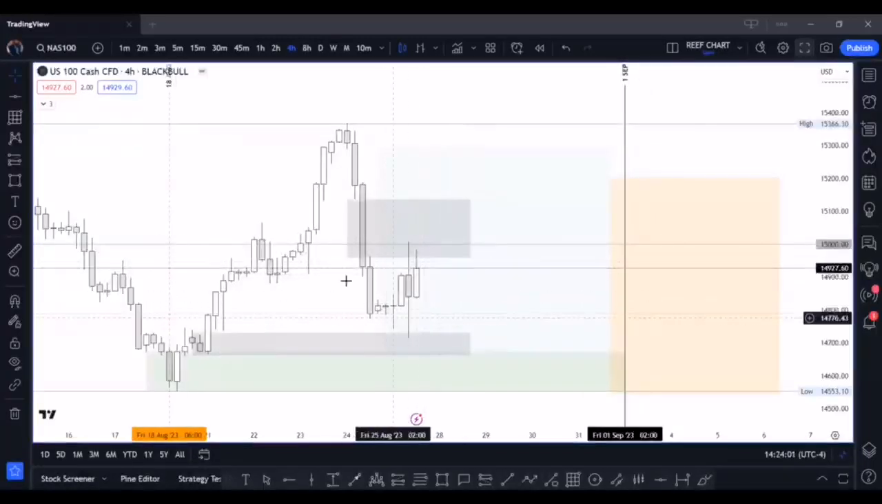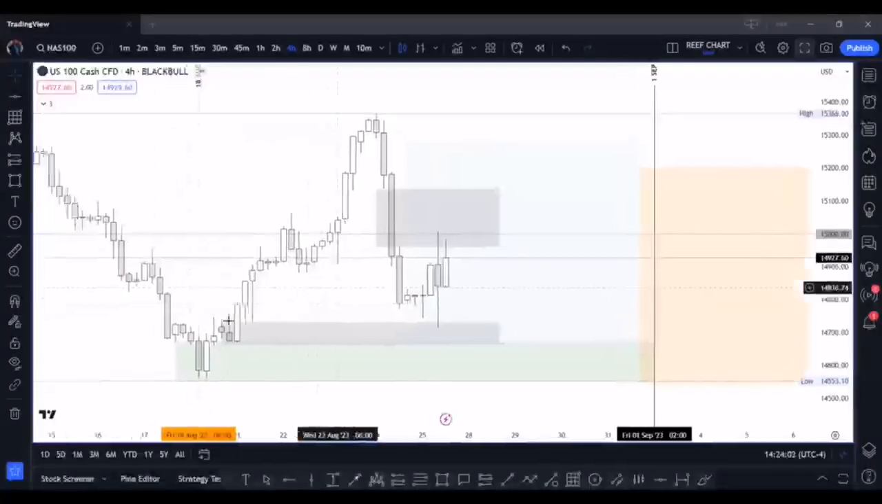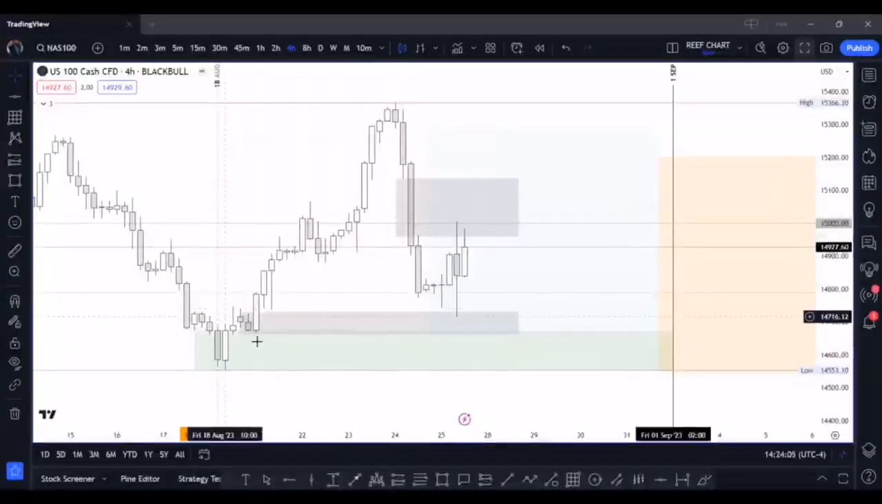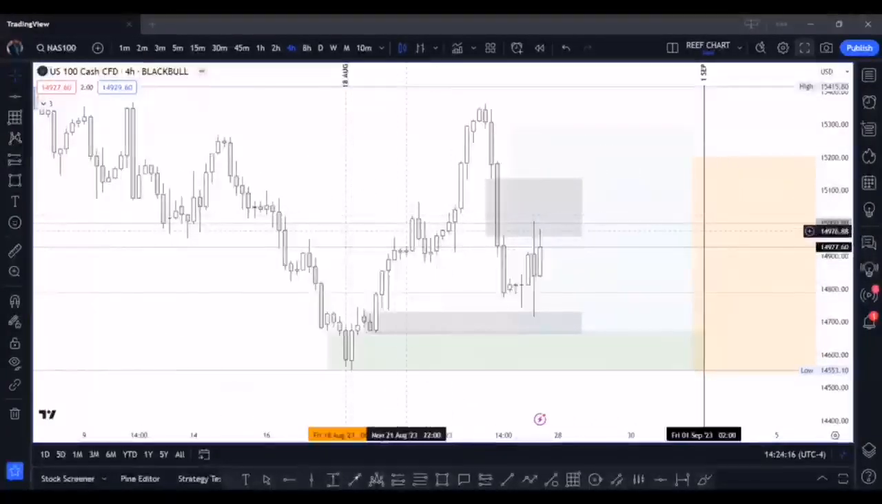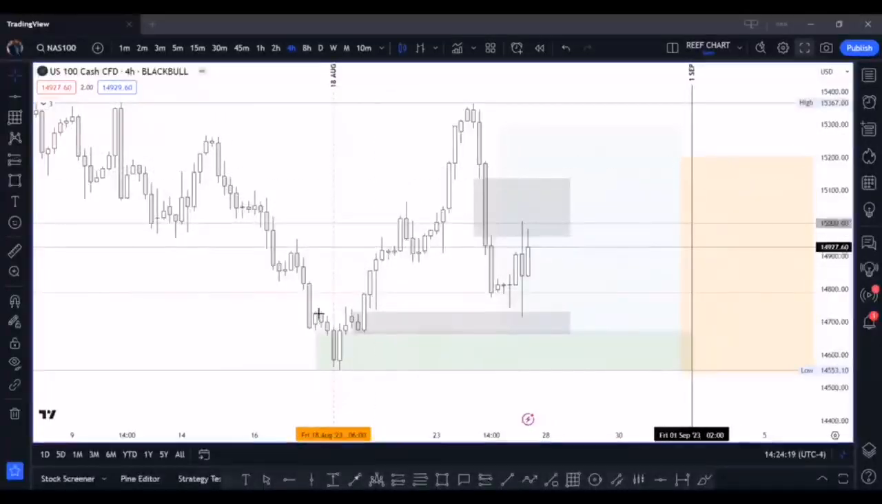So why this was so valid is because, number one, we had tapped into the second source order block, which was this one over there. We had already collected orders on the first order block, which is this expansion to the upside, and then we went down, we collected orders, and then we just expanded to the upside. And this was actually a very, very beautiful trade setup.